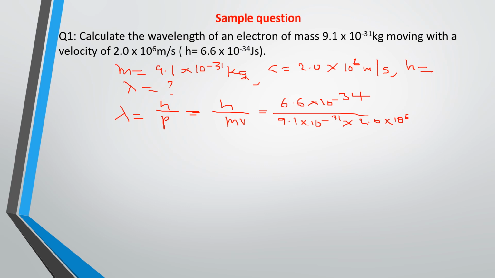If you work this out, the wavelength will be equal to 3.64 times 10 raised to the power minus 10 meters. You can work that out from your calculator. So this is the solution to this particular problem, applying the de Broglie equation. I hope this is clear. So let's do another one.